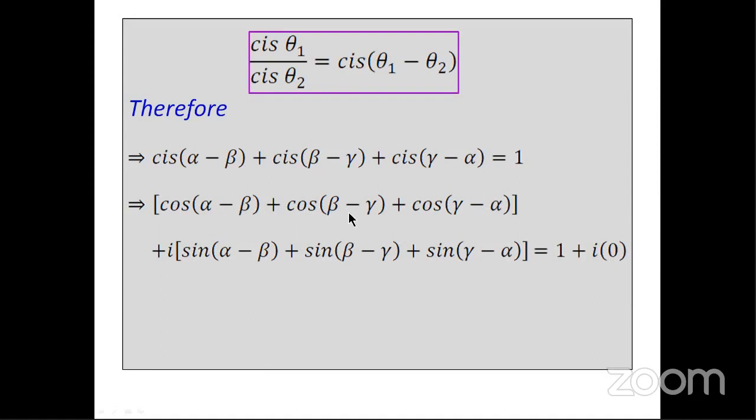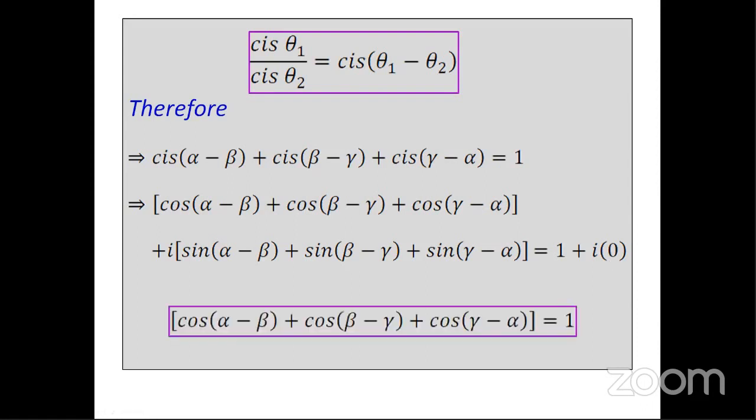If you compare the real part with real and imaginary with imaginary, then you will have cos of (alpha minus beta) plus cos of (beta minus gamma) plus cos of (gamma minus alpha) is equal to 1. This is the condition which is asked. Now, if he is asking the imaginary parts, that is sin of (alpha minus beta) and so on, then that answer will be 0. This is the direct application of the formula we have seen here in this box, children.